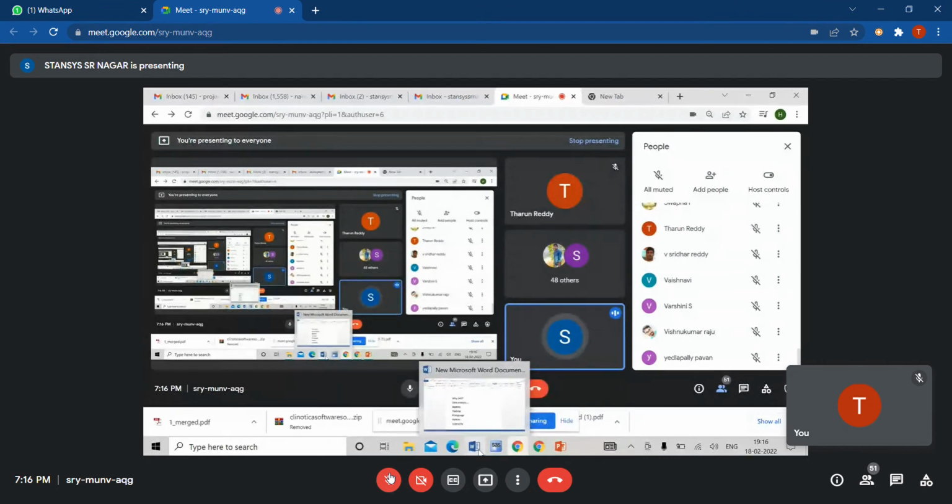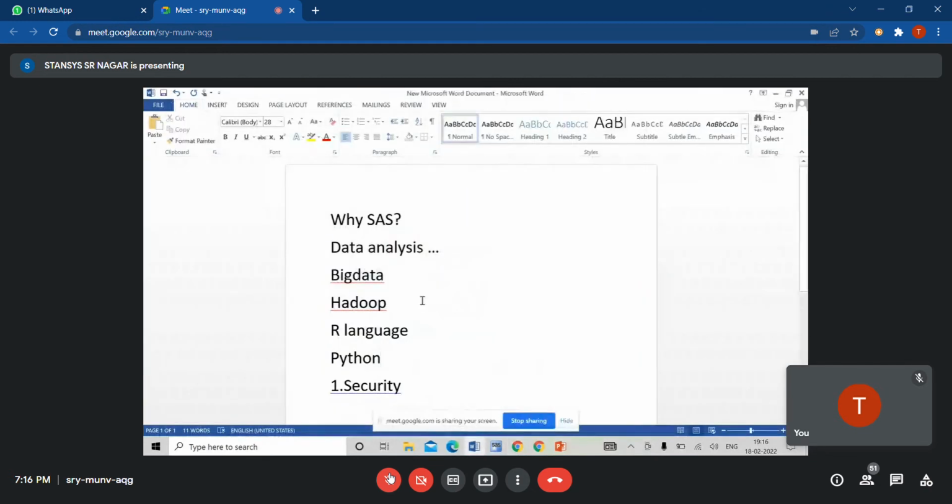But coming to the point, SAS has not been hacked by anyone. Its firewalls are very strong. When compared to other software, SAS is the secure licensed software. That's why SAS is mainly used. Understand, guys? So that is the main purpose we are using SAS in the market.